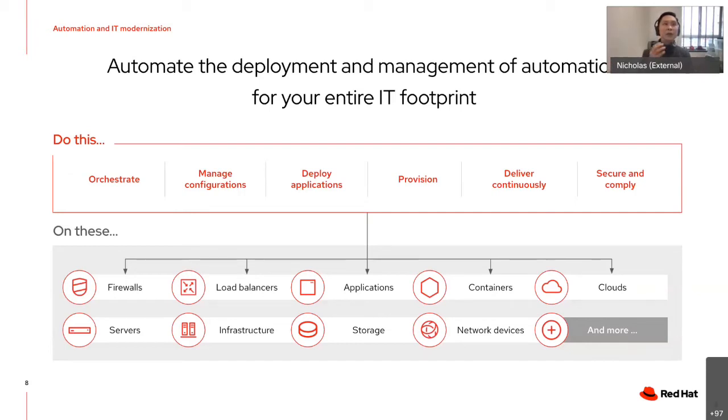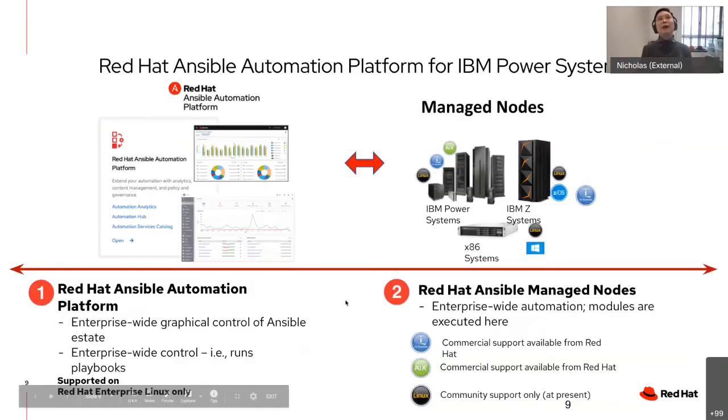So from orchestrating, managing, deploying applications, provisioning them, delivering them continuously, securing, and having compliance for them as well. So many things, right? It's kind of like automation glue to expose all the IBM Power Systems to the whole landscape of other infrastructure and hook them up in a very nice flow, right? For IBM Power Systems.